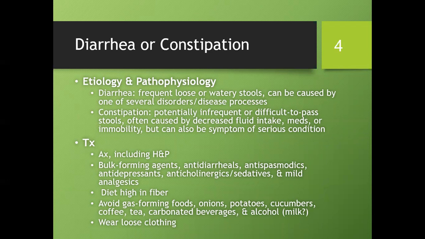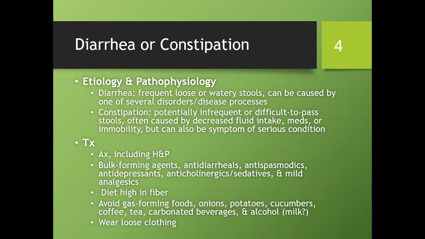What do we do? These patients need to have an assessment, including a history and physical. We can give them bulk forming agents. Our bulk forming agents are medicines like Citrucel or Metamucil, psyllium husks, okay? They act like fiber, absorb water in the bowel, and move that stool through faster. We need to make sure our patients are drinking lots of water with bulk forming agents so that they don't create an obstruction. We can also give antidiarrheals for diarrhea.